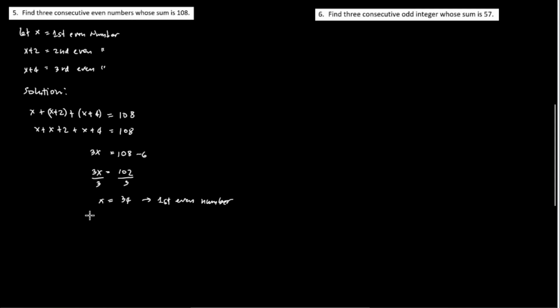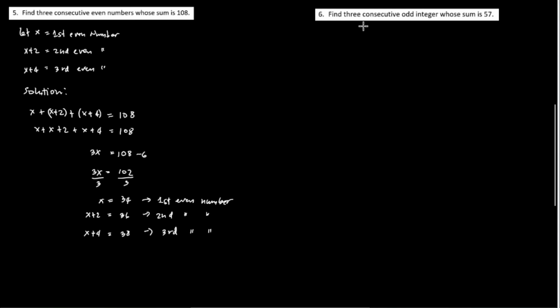The second even number is x plus 2, 34 plus 2, or 36, and this is the second even number. And the third even number, x plus 4, is 34 plus 4, or 38. And this is the third even number. So these are the consecutive even numbers: 34, 36, and 38.